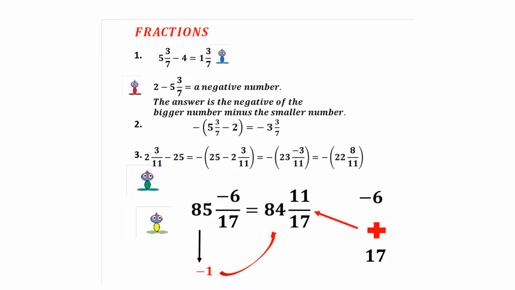So we're going to drop the 85 by 1. That's what the arrow says. Drop it by 1. So 85 becomes 84. It's still over 17. You take the two numbers, negative 6 and 17, you add them up, and that's the new numerator, 11. So this will work when you have a mixed number with a positive whole number and a negative fraction.